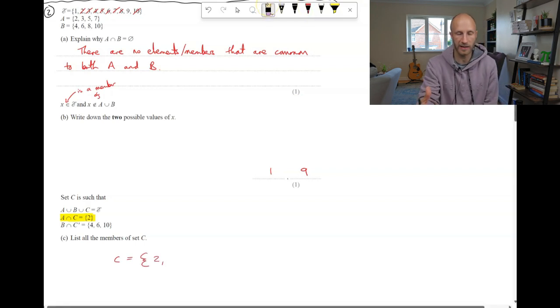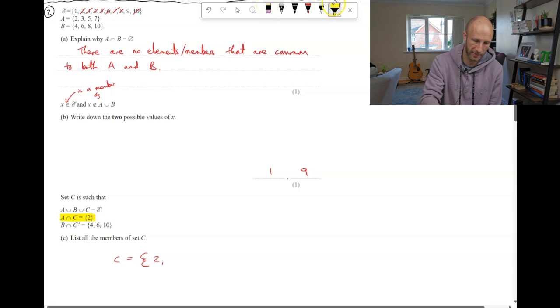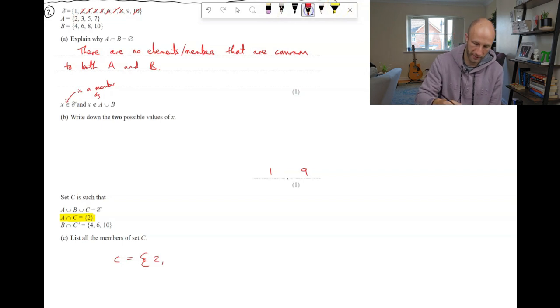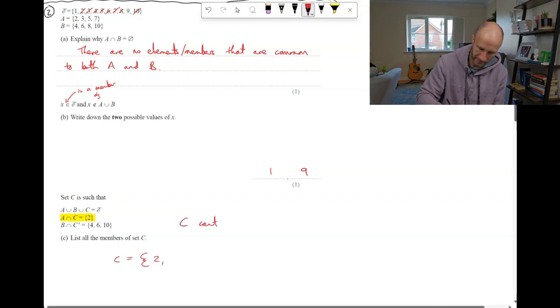Because if it's in the intersection, it's got to be in A. We can see it at the top there. So it is in A, and it has to be in C as well. So we must take it as C. But it also means that C can't have 3, 5, and 7 in.